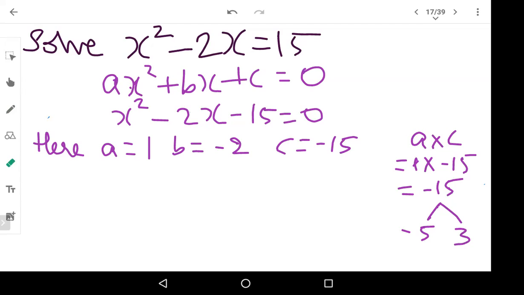Anusha, is that the answer you're saying? x is equal to 3 and x is equal to minus 5? Or is that the factors? Okay, anyway, solve the problem. No problem, then we'll see.